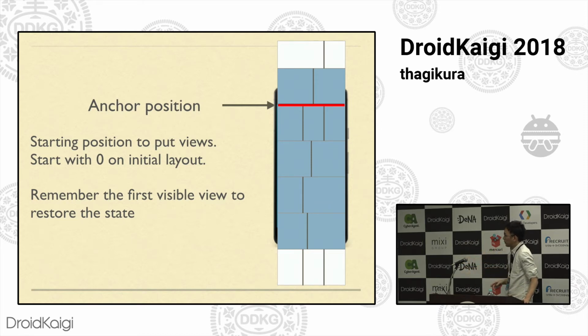This is needed because the RecyclerView needs to remember the first visible view to restore the state in situations such as when screen rotation happens, you need to restore the state from the previous state. Or when the user presses the back button and then comes back to the app, you need to restore the previous state, and remember it as an anchor position.